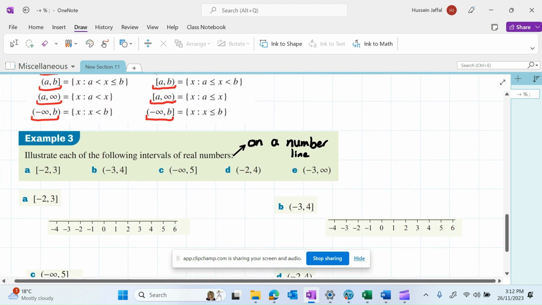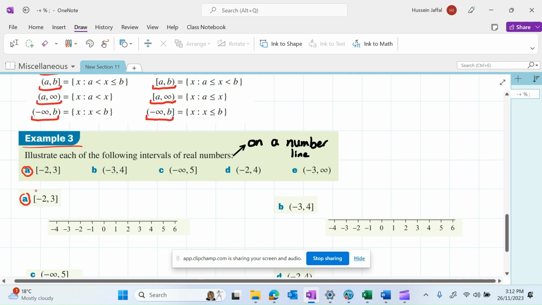Let's see this example. Illustrate each of the following intervals of real numbers on a number line. So in part A, let's start part A here. Our interval has the boundaries from -2 to 3. And you can notice that we have square brackets on -2 and square brackets on 3. So -2 is included and the 3 is included.